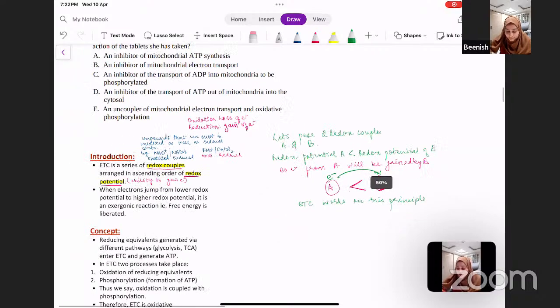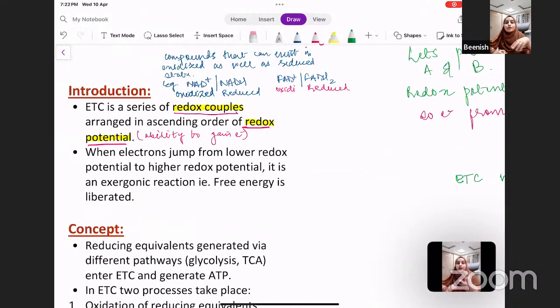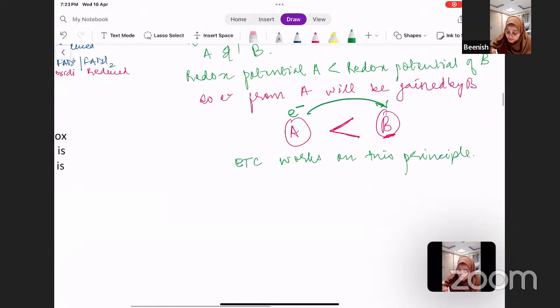Okay, now is it clear? Let's read this again. Electron transport chain is a series of redox couples arranged in ascending order of their redox potential. So what we are trying to say is that in this chain, you have redox couples arranged in increasing order of redox potential. The first redox couple will have a redox potential lower than that of the next, or vice versa, the next redox couple in the series will have a redox potential higher than that of the previous one.